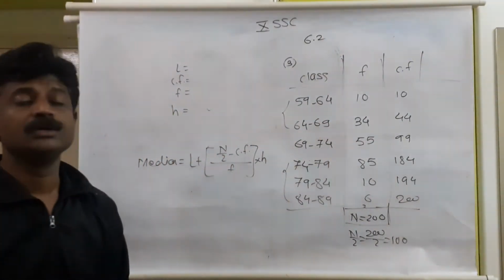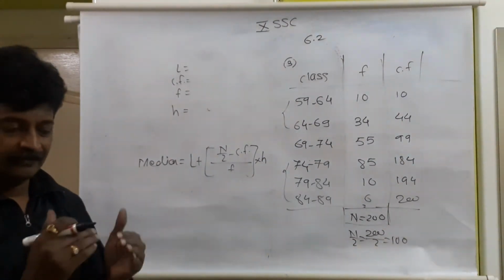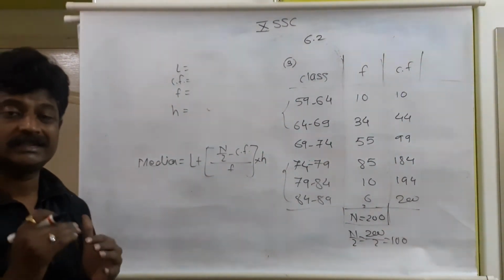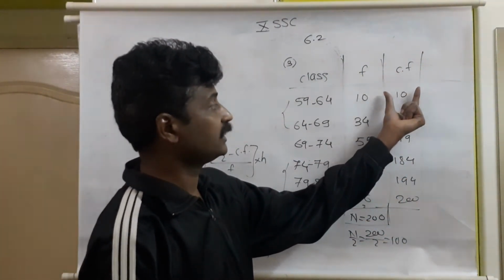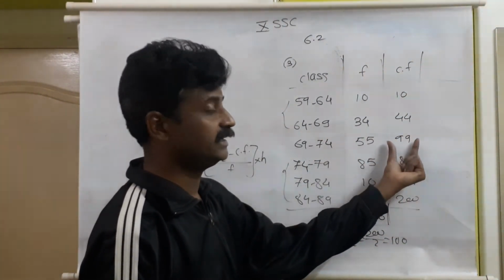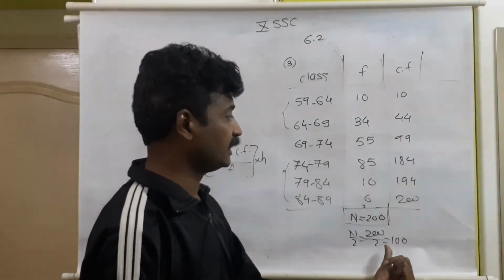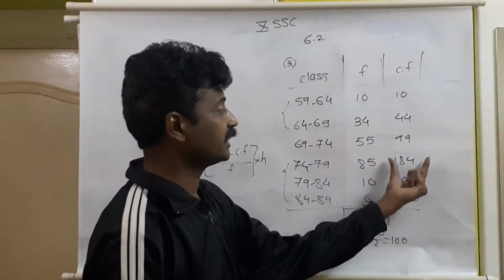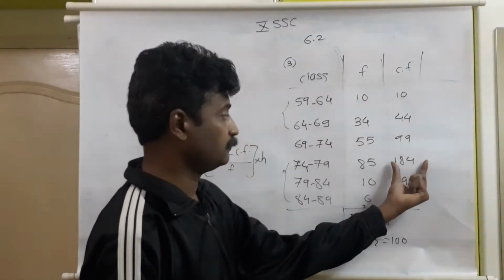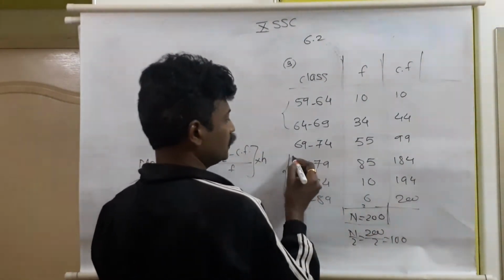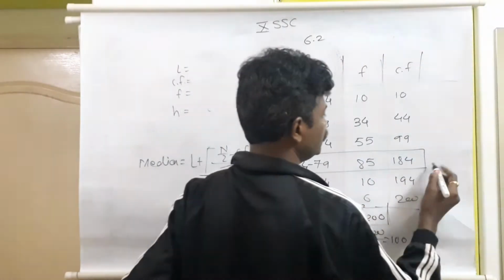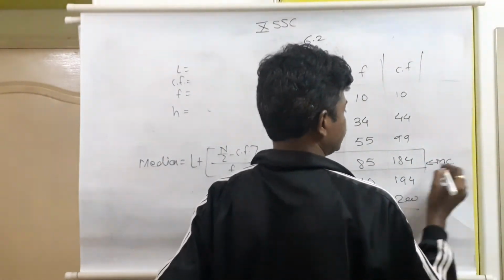Now, to decide the median class, find the first CF which is more than 100. The CFs 10, 44, 99, all these three are less than 100. The first CF more than N by 2, the value of N by 2 being 100, is 184. So this class is the median class.